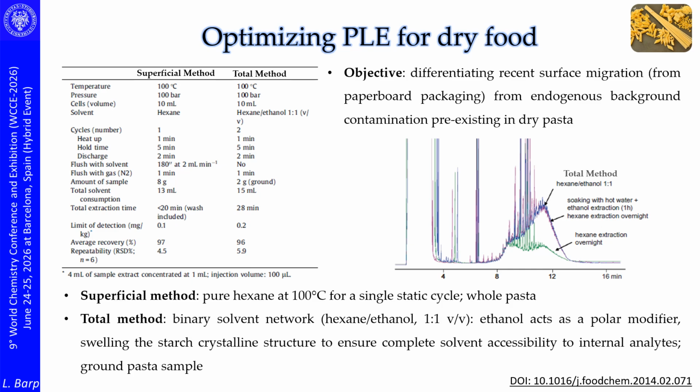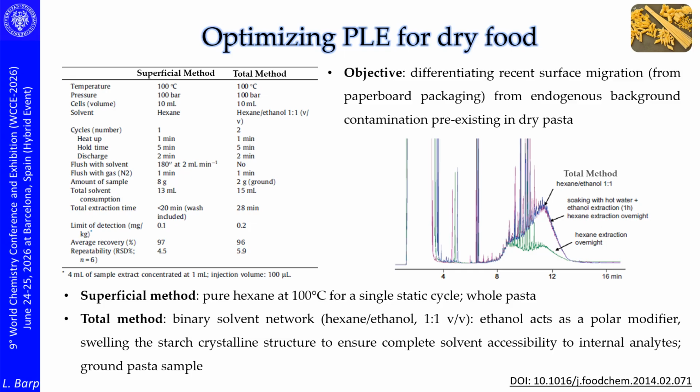Conversely, to determine the total contamination, the analytical process was intensified. Here, the pasta sample was finely ground into a powder to maximize the surface exposure, and we introduced a binary solvent network composed of hexane and ethanol in a 1-to-1 volumetric ratio. Furthermore, the extraction at 100 degrees was programmed with 2 static cycles.